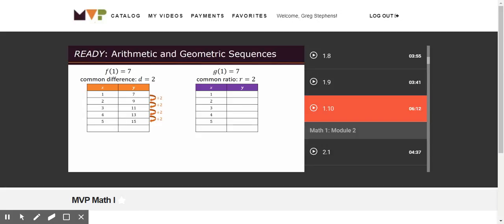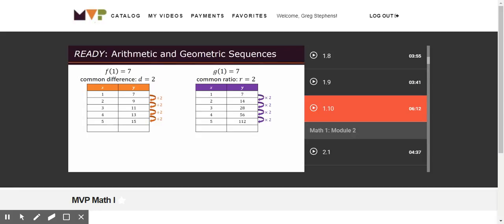Now let's find the first 5 terms in our geometric sequence. We know that term 1 is 7. To get the next term, we multiply by the common ratio, which is 2. So, the second term is 7 times 2, or 14. Counting in the same pattern, term 3 is 28, term 4 is 56, and term 5 is 112.